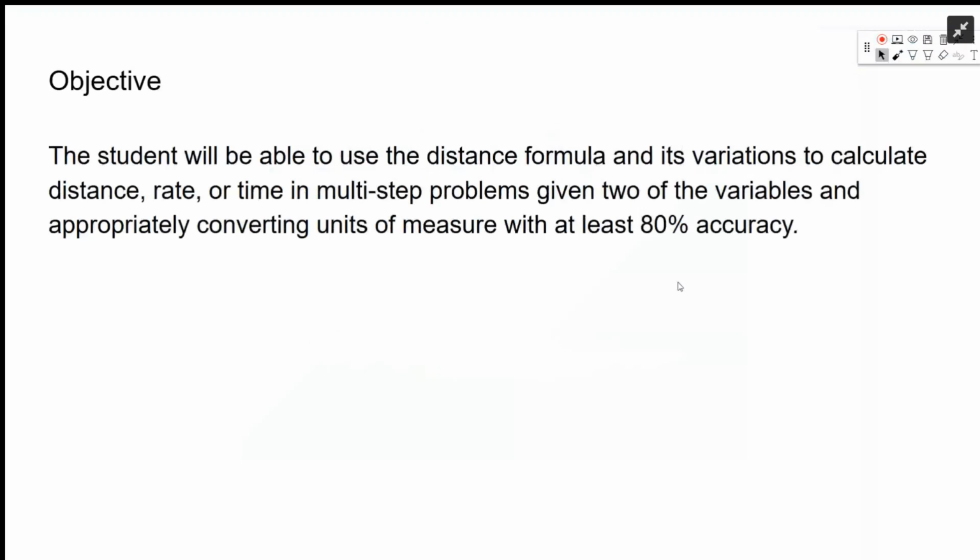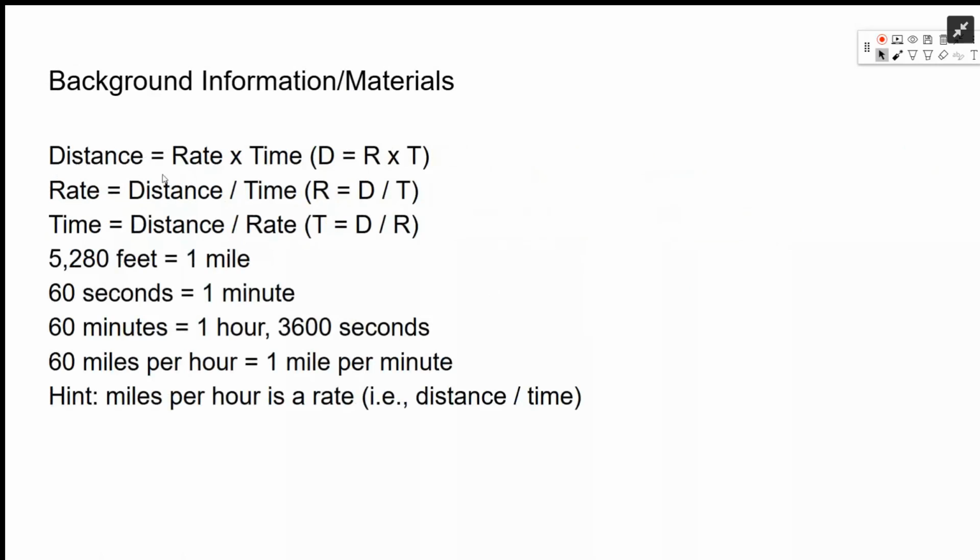So perhaps you or a younger brother or sister have asked the question, how much longer or when are we going to get there? So we're going to look at some tools today that can help you answer those questions using the distance formula. So the basic distance formula is rate times time.